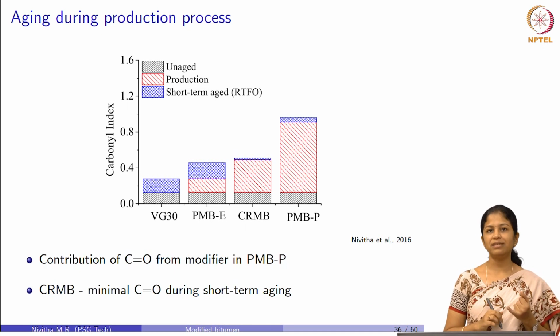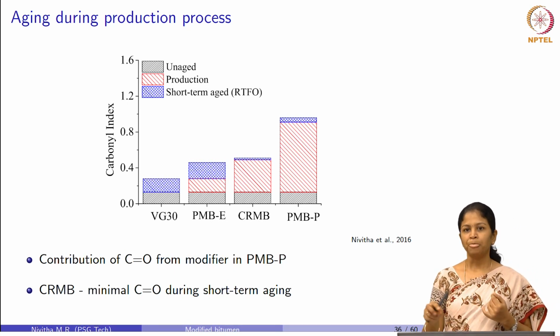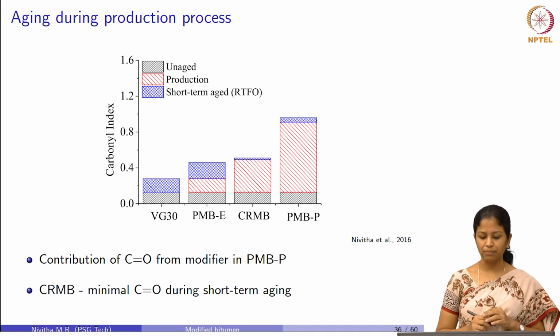So, the first one is aging during production process. This is a study we had carried out on 3 different types of modified binders.